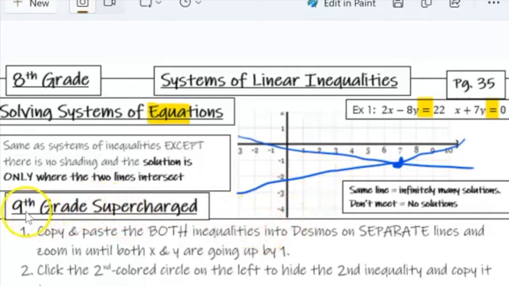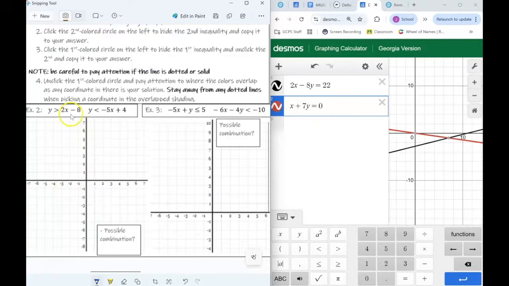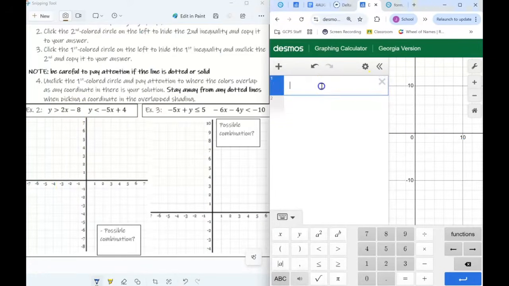All right, so now we're going to take a look at 9th grade and supercharge what you learned in 8th grade. The process is the same. We're going to copy and paste both inequalities into Desmos on 2 separate lines and zoom in until both x and y are going up by 1. So I'm going to do this question. You go ahead and do this question. So again, just type it in.